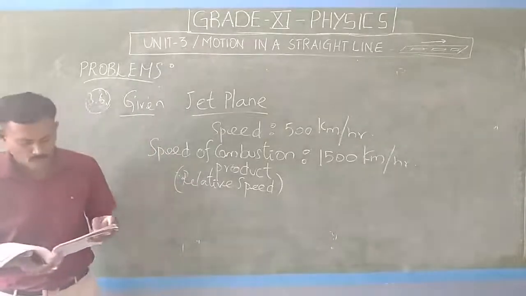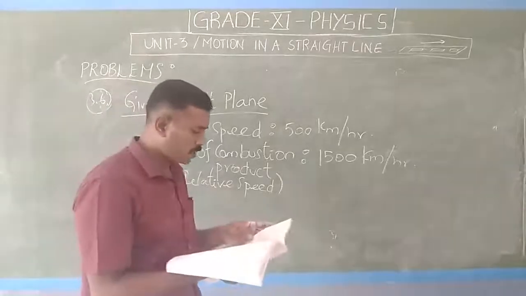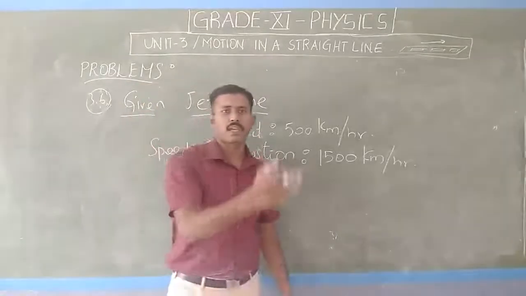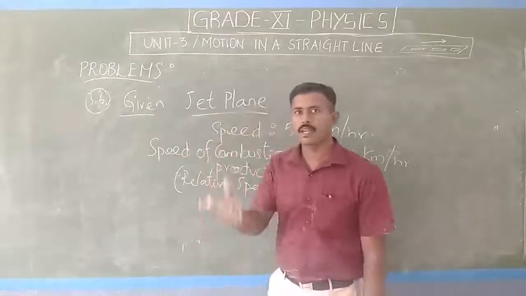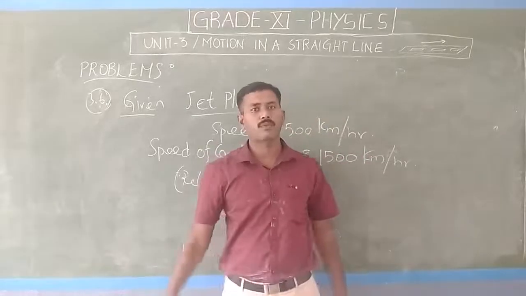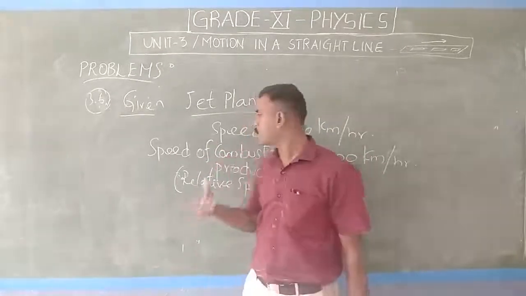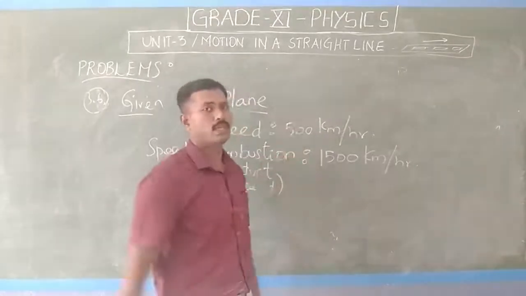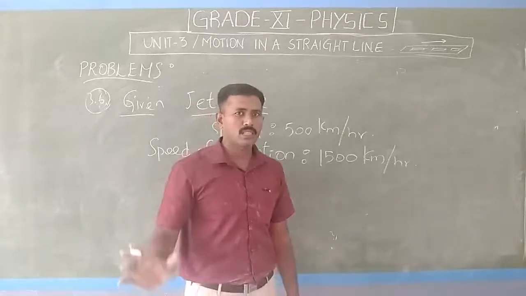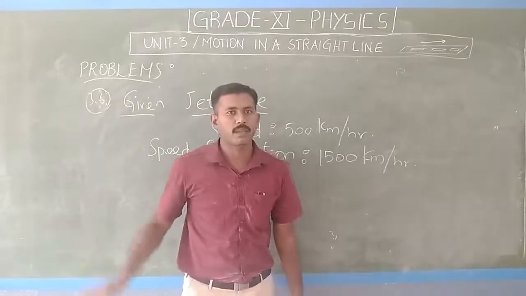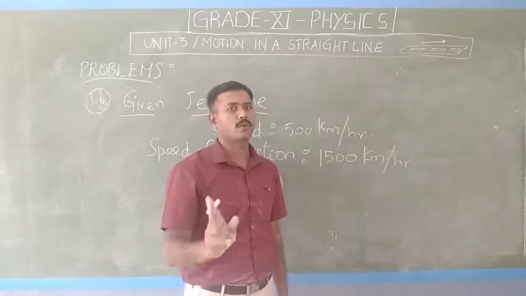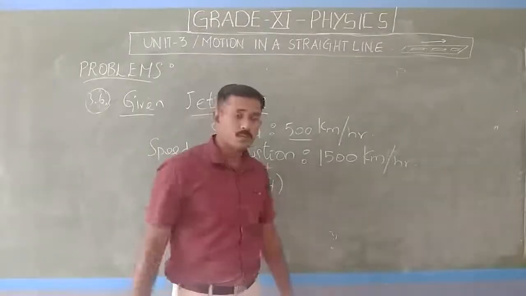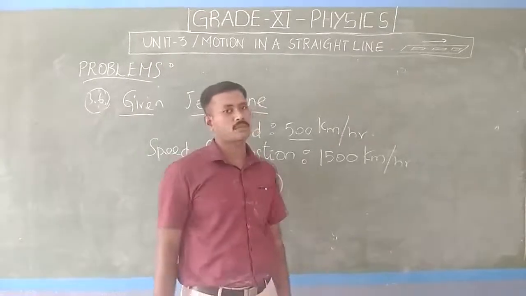What they are asking is, what is the speed of the combustion product with respect to an observer on the ground? So if a jet plane is flying and you are watching that jet plane, the combustion flame will be coming out from the jet plane with the speed of 1500 kilometers per hour. You are watching a jet plane, it is ejecting a combustion flame and moving forward. Two speeds are given. The speed of the jet plane is 500 kilometers per hour and the speed of the combustion flame with respect to the jet plane is 1500.